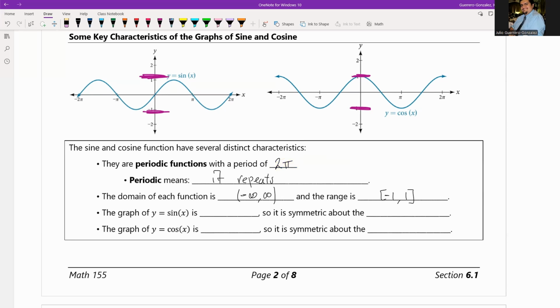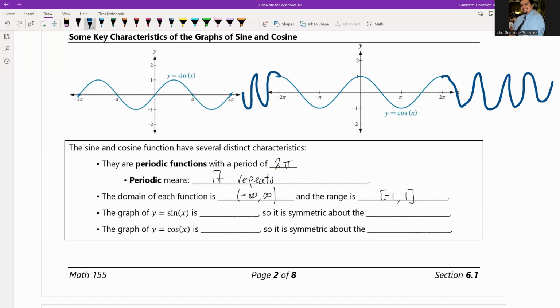A couple more things about sine and cosine. Since there is no restriction for the angle that we can plug in, this sine and cosine graph, the squiggle, just keeps going. It just keeps going on either end. It just doesn't stop. It just keeps squiggling on and on and on.